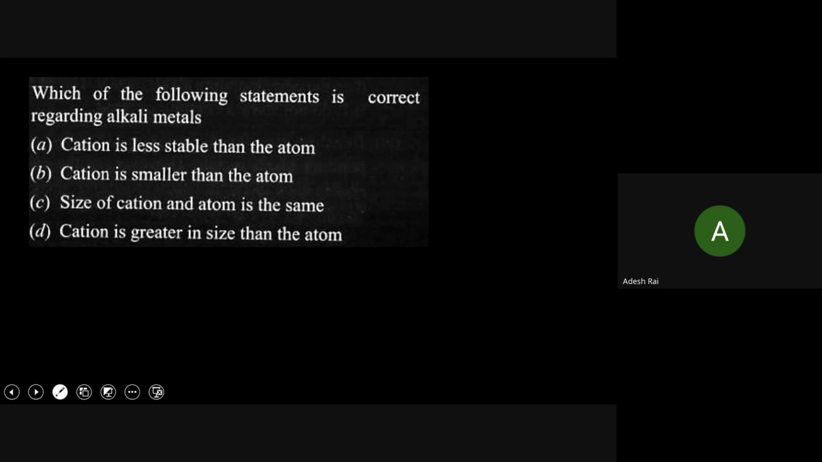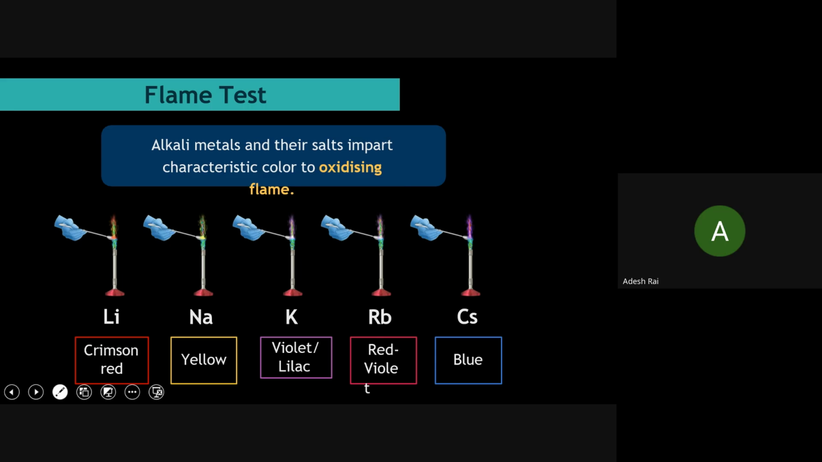Someone said B, I guess. How B? Sorry, my bad, cation is smaller. Okay. Option B is correct. Moving on.